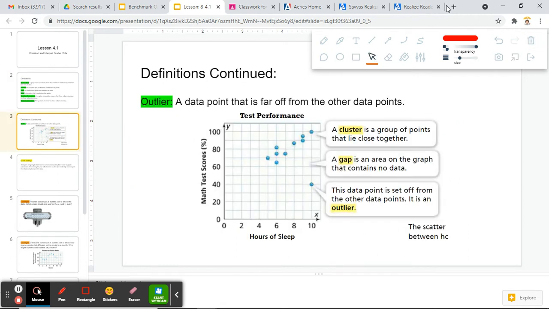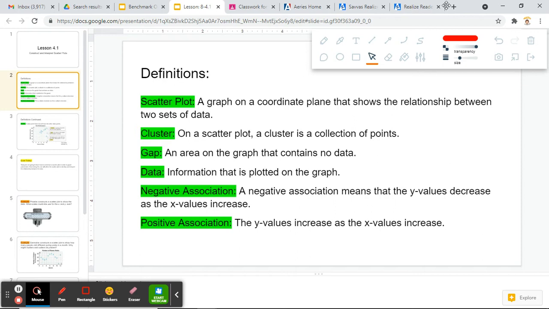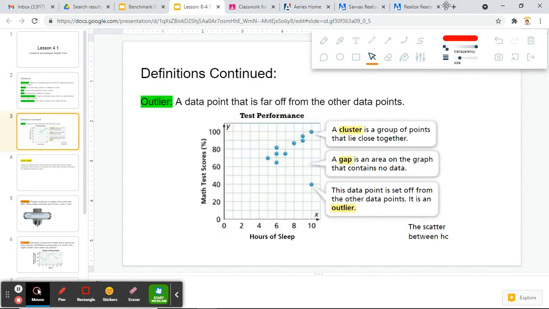Alrighty, so putting that all together in a picture for us here. Well, first we have an outlier. So an outlier is a data point that is far off from the other data points. So notice here we have a cluster because all of these points are close together here. And notice we are determining that based off the x and y axis. Our x axis is hours of sleep, and our y axis is the math test scores. So notice as the hours of sleep increases, so does the math test scores. So we would call this a positive association because the y values are increasing as the x values increase.